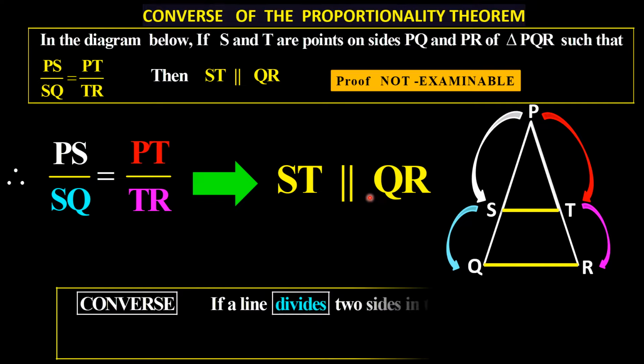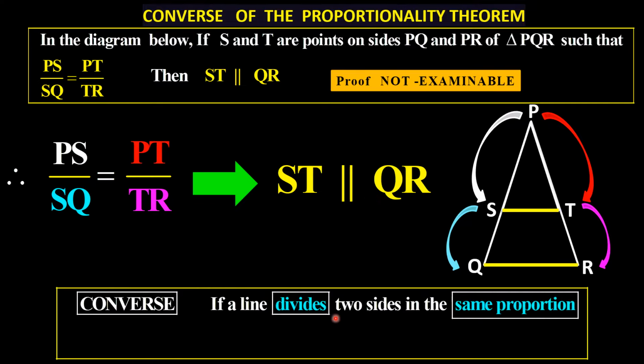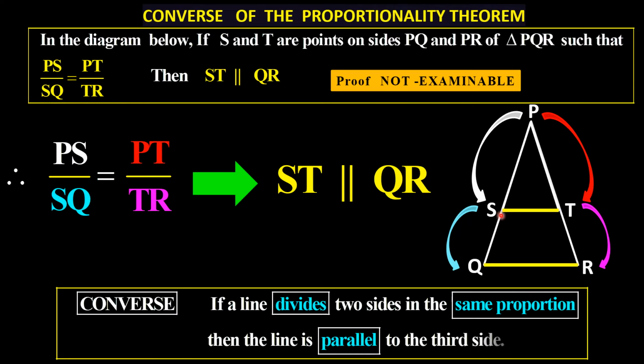Formally, we can state the converse theorem as follows. If a line divides two sides in the same proportion, so the ratio I get on this side is equal to the ratio on the right hand side, then that line will be parallel to the third side. Remember, a triangle has three sides. These two sides, and that's the third side. And this is the converse of the proportionality theorem. You need to be able to apply it, and we'll show you how to apply it.